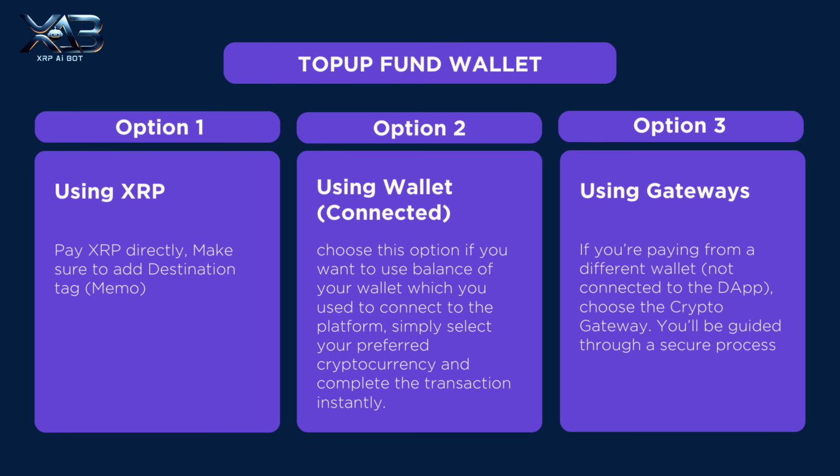You can add funds to your fund wallet using 3 methods. Option 1. Add funds with XRP, either from the balance in your connected wallet or by sending XRP from any external source. Option 2. Use your connected dApp wallet to transfer funds directly to XAB. Option 3. Add funds through the crypto gateway, allowing you to deposit from other wallets or exchanges.